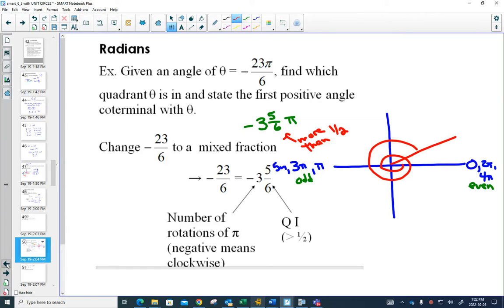So what we're really going to do for our radians is practice changing our numbers from improper fractions to mixed fractions and then using that to find the quadrant. So if I wanted to say what is sine of negative 23 pi over 6, I could now say it's positive a half because it ends in quadrant 1 and it's part of the pi over 6 family.